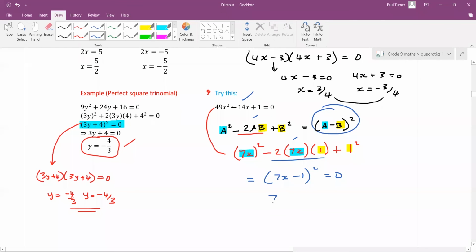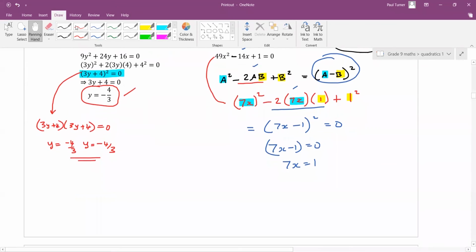So that means that 7x minus 1 equals 0. 7x will be equal to 1. And x will be equal to 1 on 7 as your solution. There's only one solution. I'm not going to write out both because it will be the same number, the same as what we got over here. Okay.